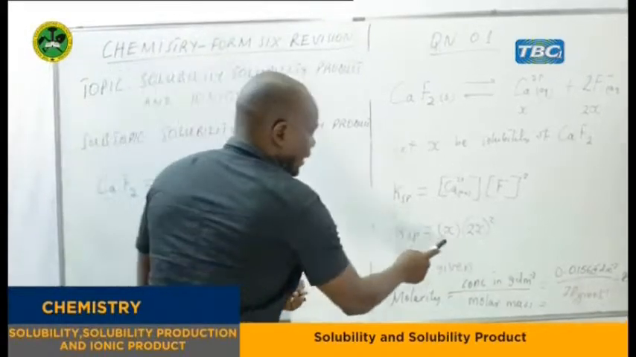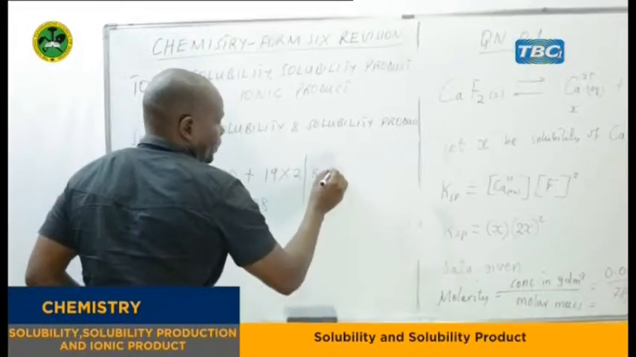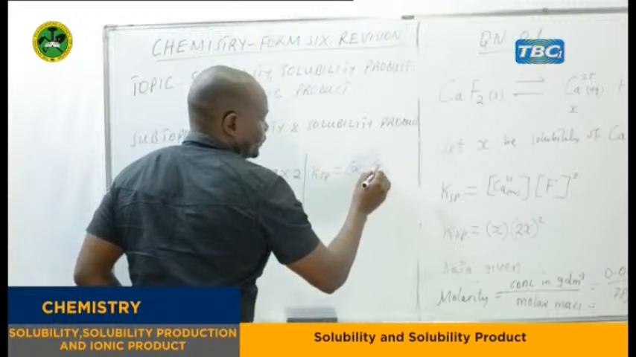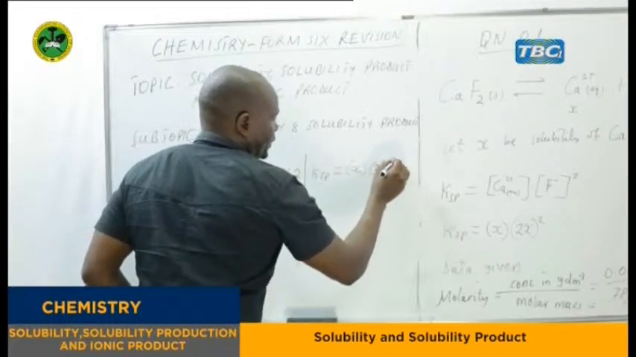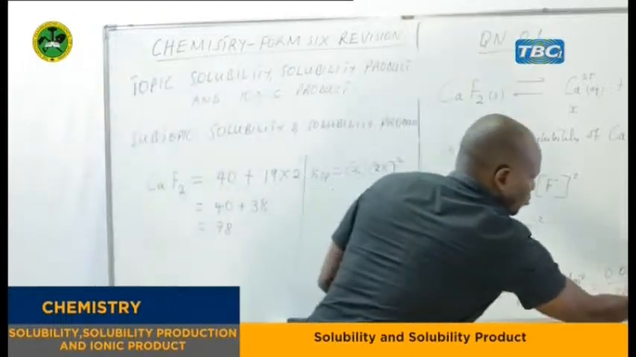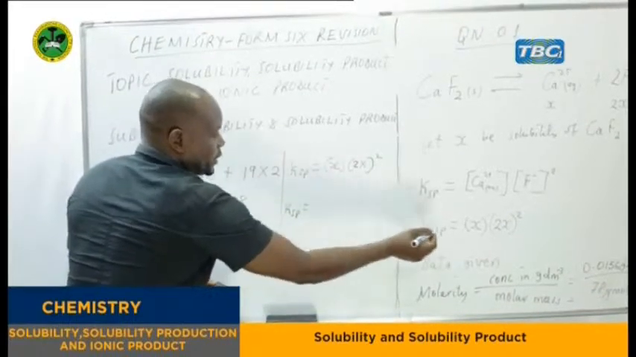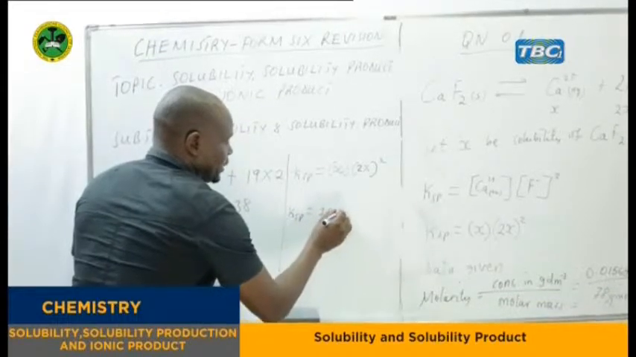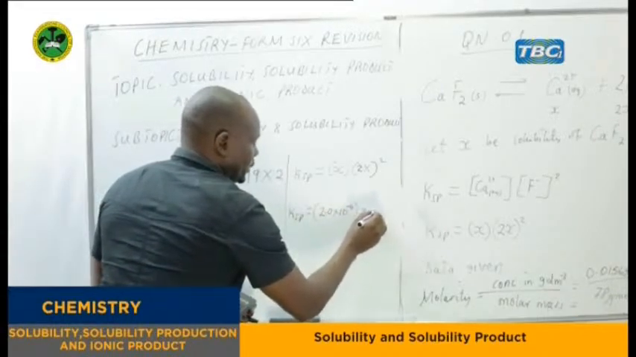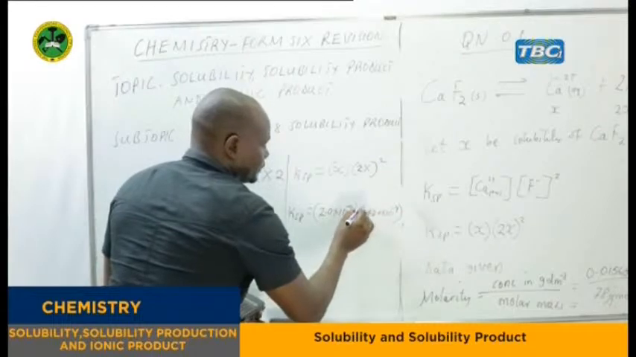Now, since we have said that KSP is equal to the concentration of calcium ions times the concentration of fluoride ions squared, and our solubility X is 2.0 times 10 power negative 4, the KSP will be equal to X, which is 2.0 times 10 power negative 4, times 2 times 2.0 times 10 power negative 4, then this will be squared.